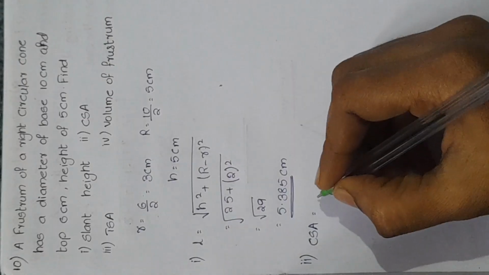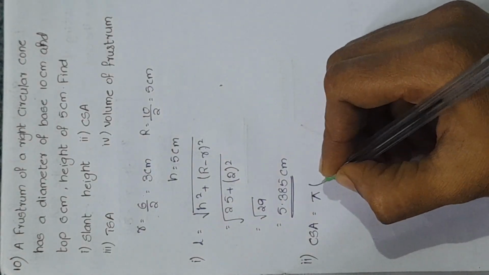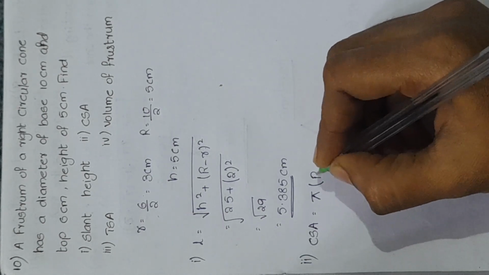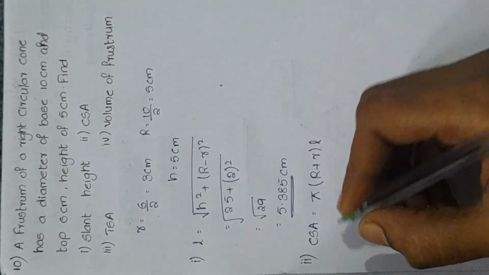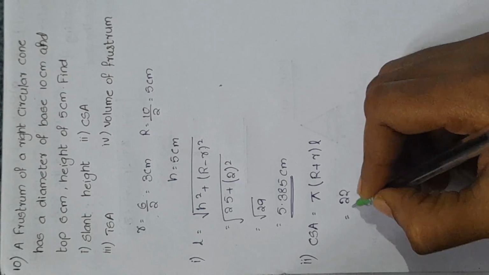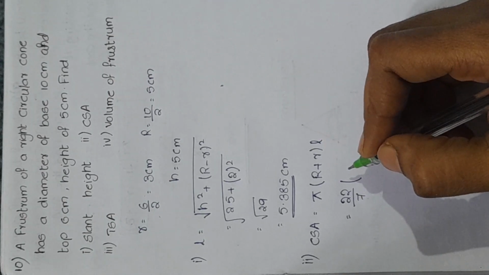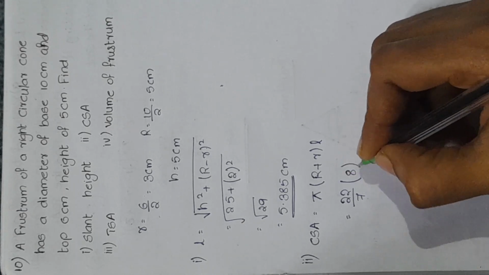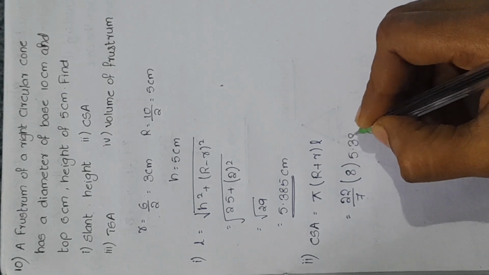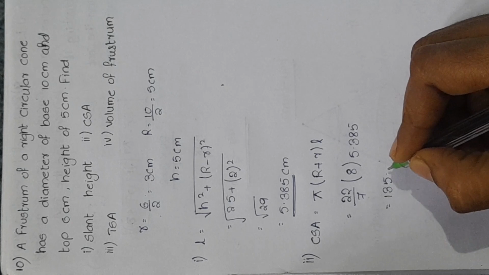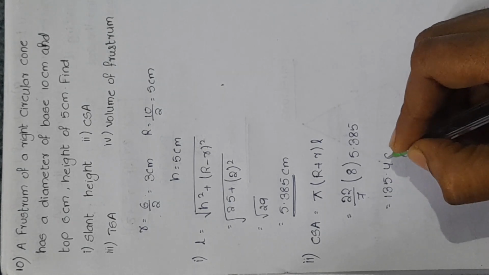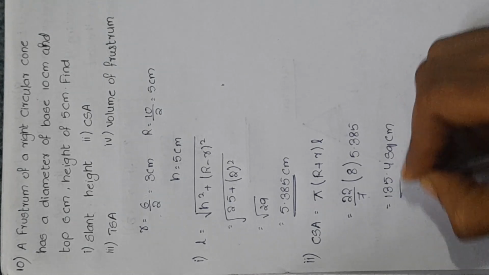Now let us find the curved surface area. Curved surface area of the frustum formula is pi into (capital R plus small r) into L. Substituting the values, 22 by 7 into capital R is 5, small r is 3. 5 plus 3 is 8 into L value is 5.385. The curved surface area is 135.4 square centimeters.